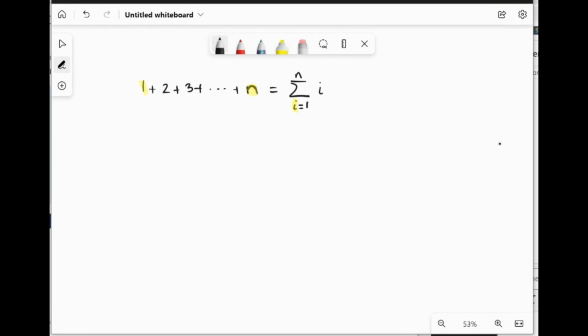And what is inside? We are just adding the numbers. I is 1, I is 2, I is 3. So the expressions that are being added are simply the number I. Okay, so 1, 2, 3, 4, 5. And it is given by n times (1 plus n) over 2.